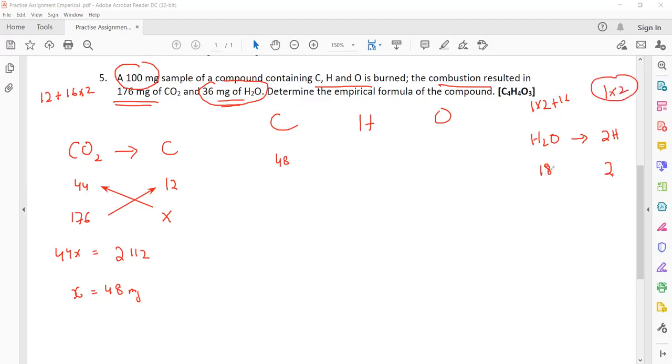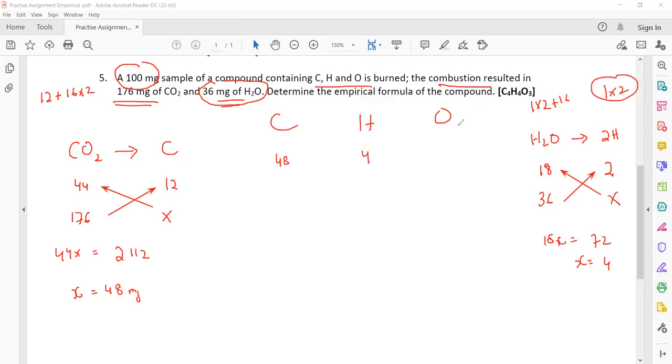So the ratio of the mass is that if we have 18 milligrams or 18 grams of water, it will have 2 milligrams or 2 grams of hydrogen. But in the question we have 36 milligrams. So how much hydrogen is there? X. Cross multiply. So 18x is equal to 72, 36 multiplied by 2 is 72. So 72 divided by 18 will be 4. So how much hydrogen will be there? We'll have 4 grams.